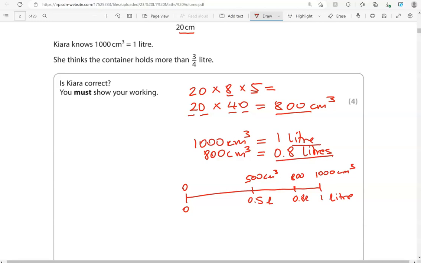She thinks the container holds more than 3/4 of a liter. Is she correct? So 3/4, that will be about here, which is 750 cubic centimeters. And as a decimal, that's going to be 0.75. So we've got 0.75 liters, which is less than 0.8 liters. So the container holds more than 3/4 of a liter, and she is correct.